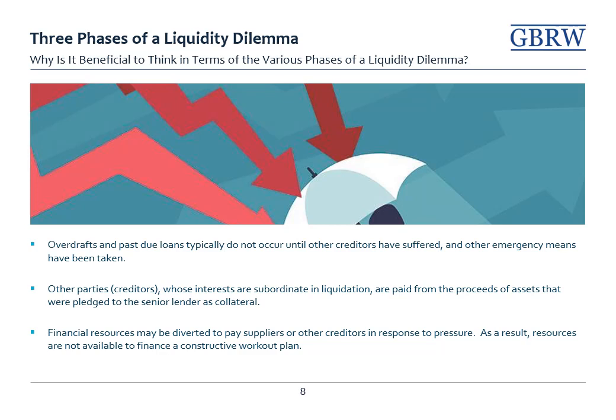The risks include other parties, creditors, whose interests are subordinate in liquidation, are paid from the proceeds of assets that are pledged to senior lenders as collateral, and financial resources may be diverted to pay suppliers and other creditors in response to pressure. As a result, resources are not available to finance a constructive workout plan. The goal is to promptly identify the phase that the company is operating within, thus ensuring that corrective steps can be taken quickly and adequate resources are available to finance a constructive workout plan.